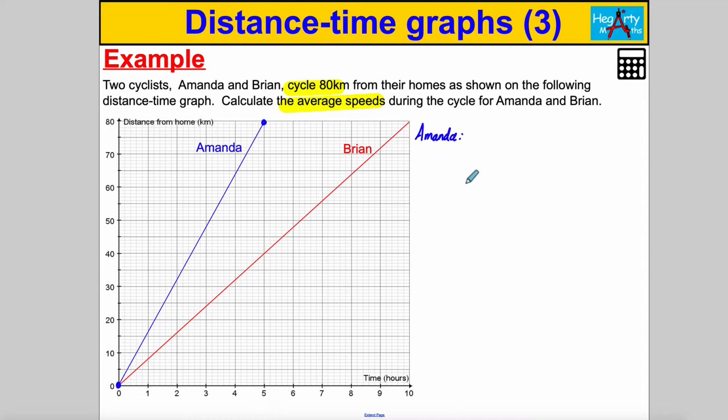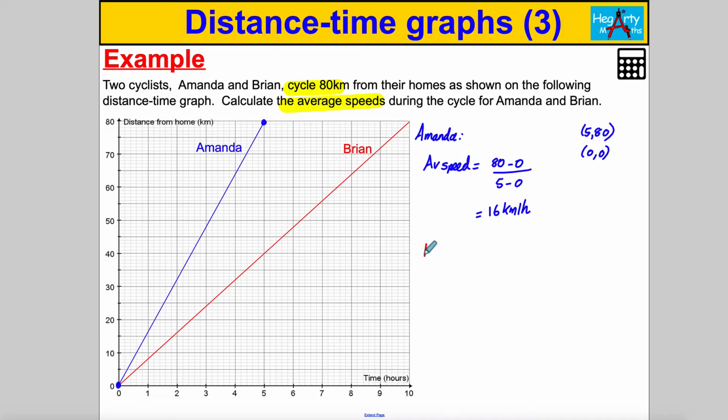Okay, so she actually starts over here at 0, 0. She ends up 5 hours later at 80 kilometers, and we can work out the gradient there to get her average speed. So I'm going to just call her average speed the gradient here. So I'm going to do 80 take away 0, difference in y's, divided by 5 take away 0, and when you do that you get yourself 16, and the unit would be kilometers per hour.